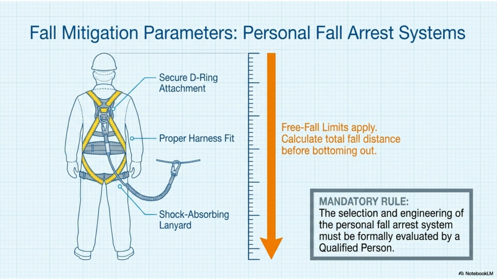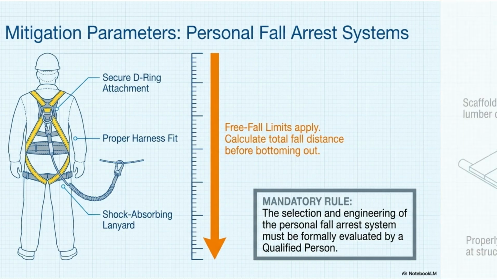Personal fall arrest systems, or PFAS, are another mitigation tool. These include a proper harness, shock-absorbing lanyard, and secure D-ring attachment. A qualified person must formally evaluate the system's selection and engineering.